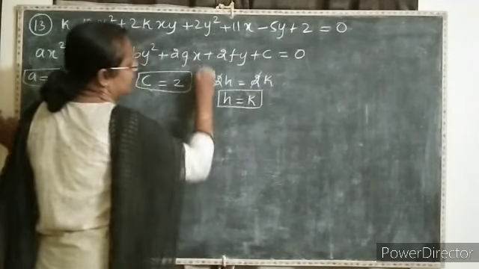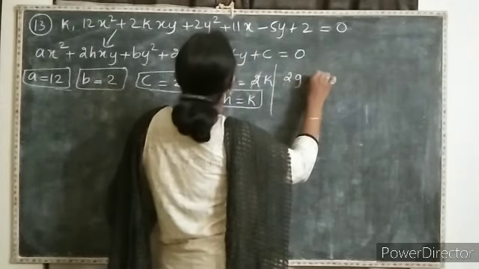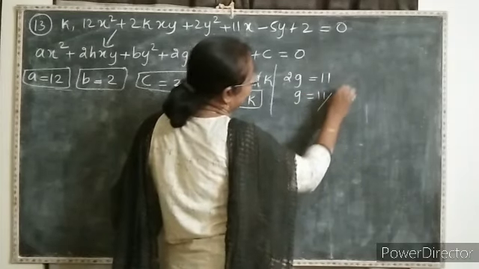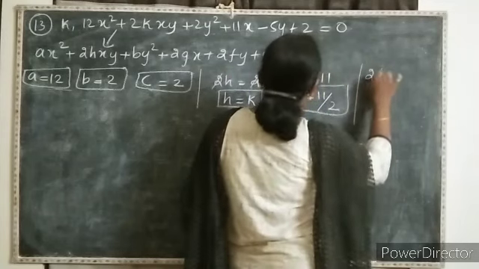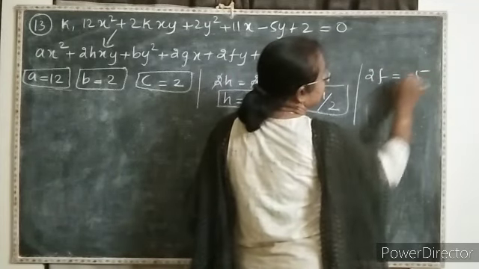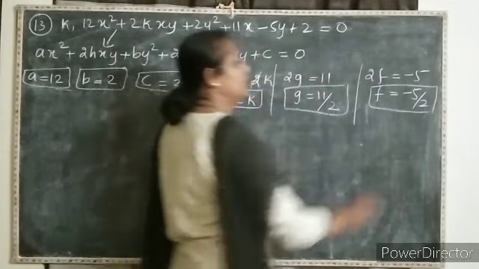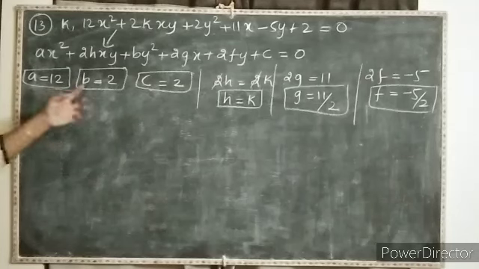H is equal to what? K. The other one, we are going to find 2G. 2G is equal to what? 11. So G is equal to 11 divided by 2. Is it no? Okay. The next one, 2F. 2F is equal to minus 5. F is equal to minus 5 divided by 2. Is that no? Okay. So we sorted out all the values of A, B, C, H, G and F.